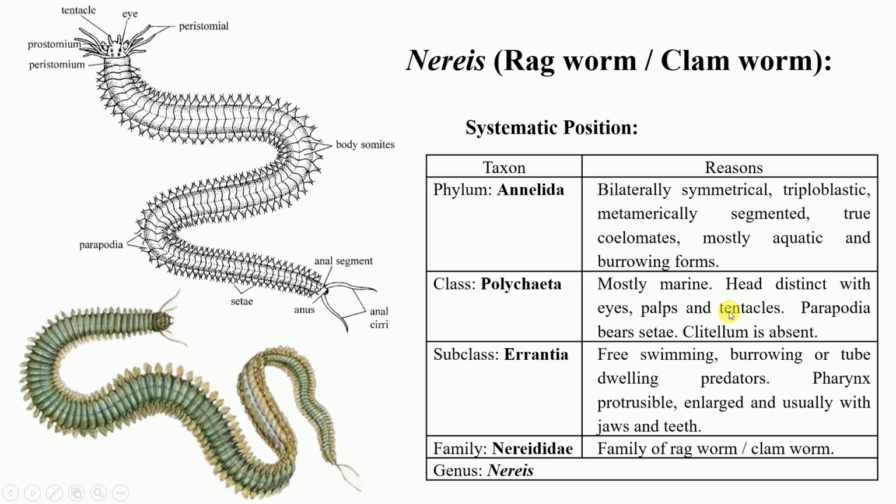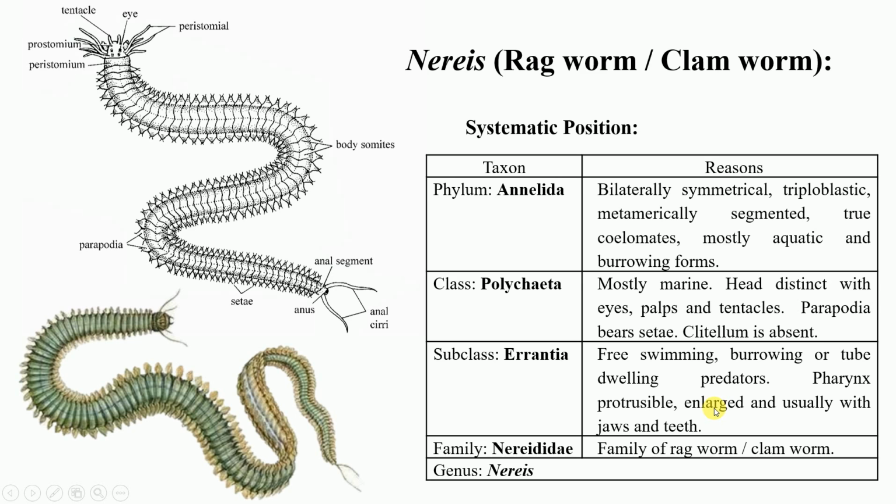So these are the reasons for the polychaeta. Then subclass Errantia. The reasons for that are they are free swimming forms, they are burrowing or tube dwelling predators. Pharynx is protrusible, enlarged, and usually they are provided with jaws and teeth. So these are the characteristics or the reasons for the subclass Errantia.